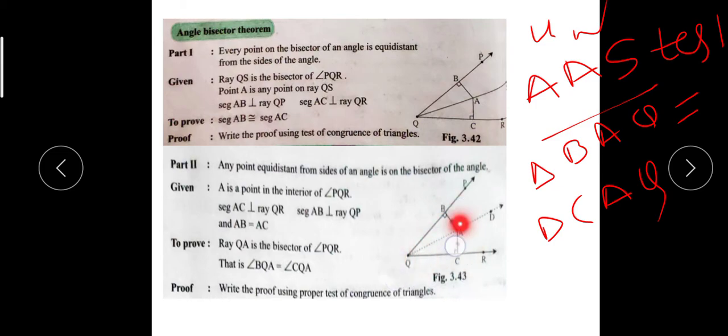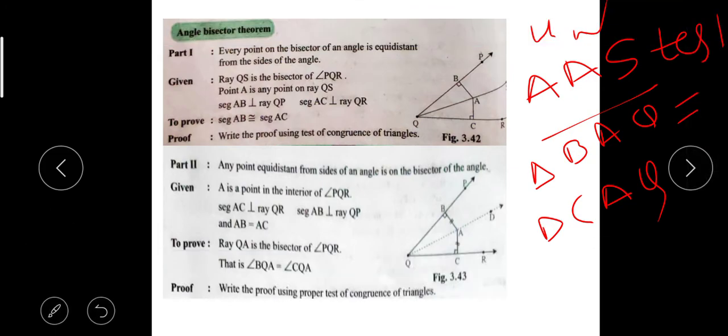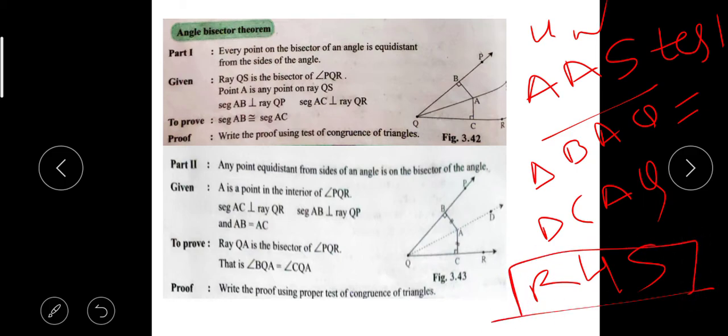Now see, this is the hypotenuse. These two angles are 90 degrees. One side and the hypotenuse are equal, and one angle, both are right angle triangles. It means that by the RHS test, these two triangles are congruent. Understood now?